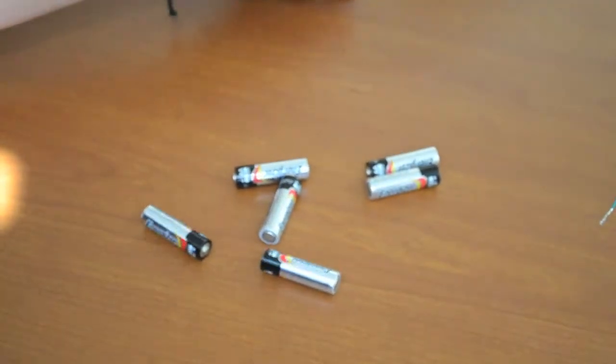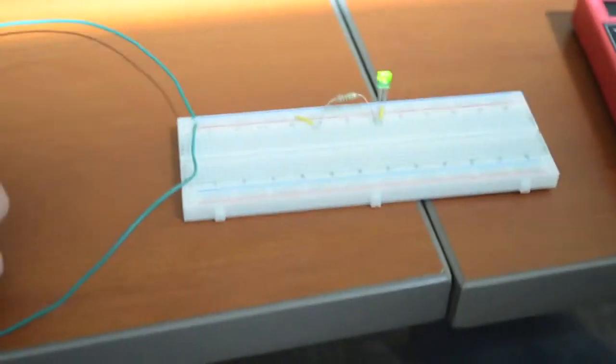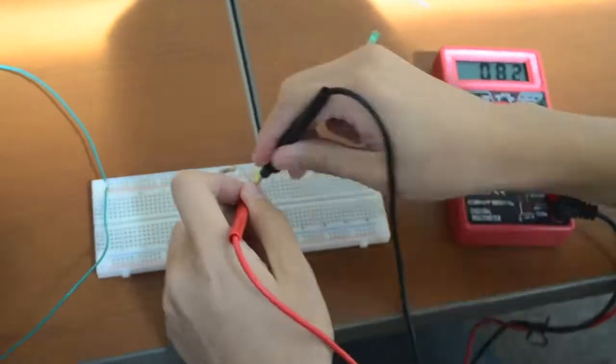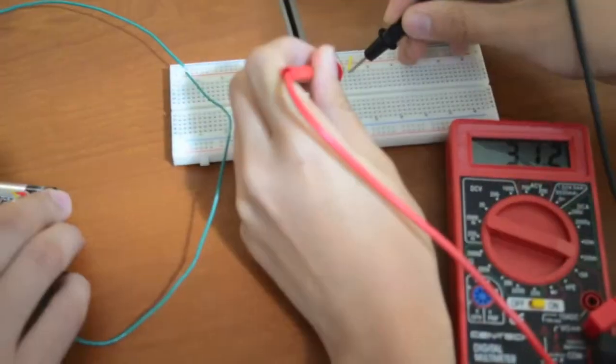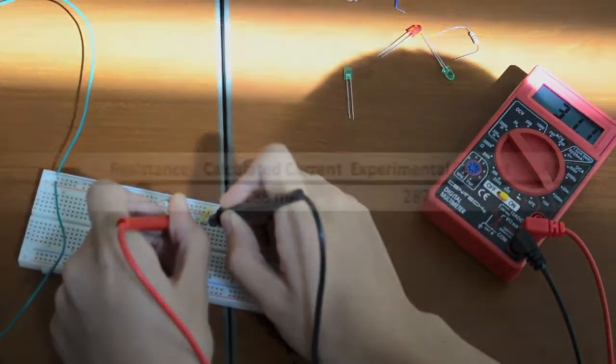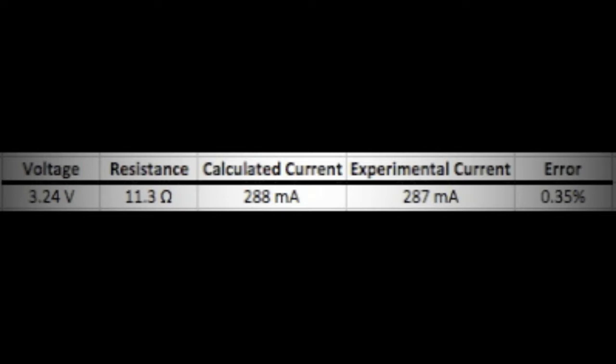Our first experiment tested current. We did 3 separate trials using a 10 ohm resistor and 3 different voltages. For a voltage of 3.24, we calculated a value of 288 milliamps using Ohm's law. Our experimental value using the same voltage and resistance was 287 milliamps, giving us an experimental error of 0.35%.